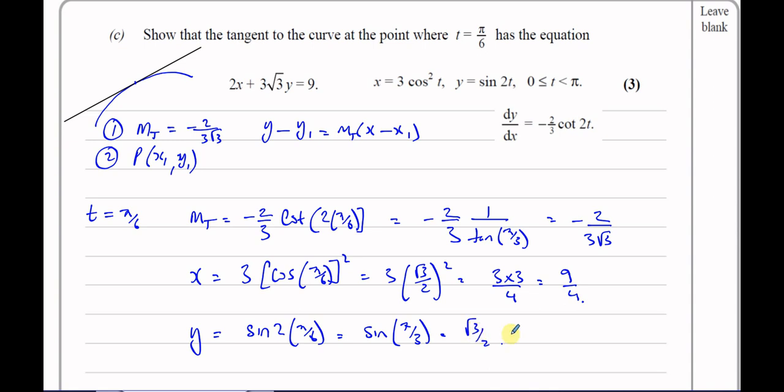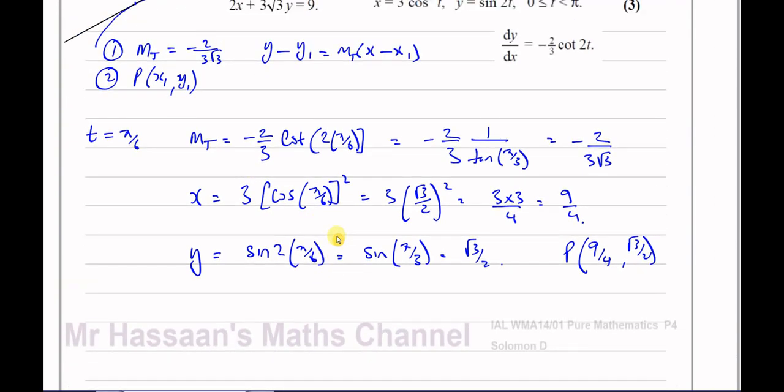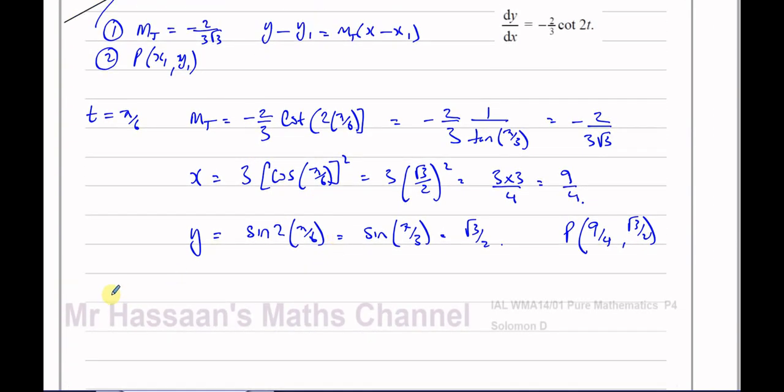So we can say here that the coordinate of the point P, that we call P here, is going to be 9 over 4 and root 3 over 2. So now we can go on to find the equation of the line. So we can use this gradient and this point here. We know the gradient of the tangent, as we said, was minus 2 over 3 root 3. I'll leave it in this form for now, and we'll see how that works out.